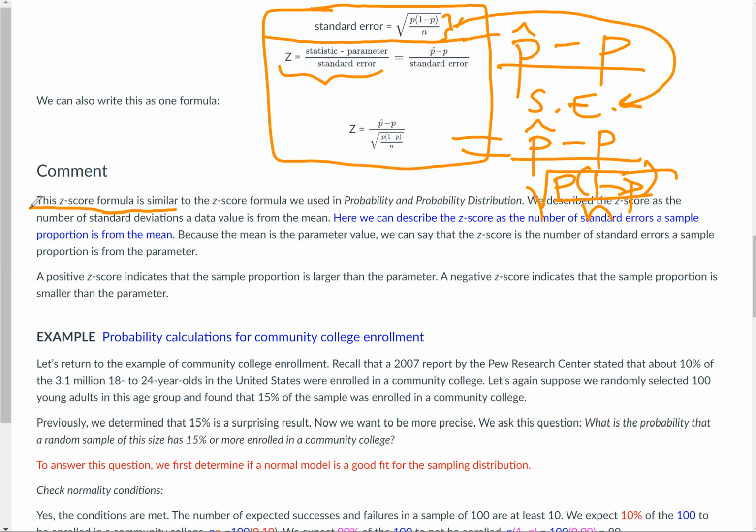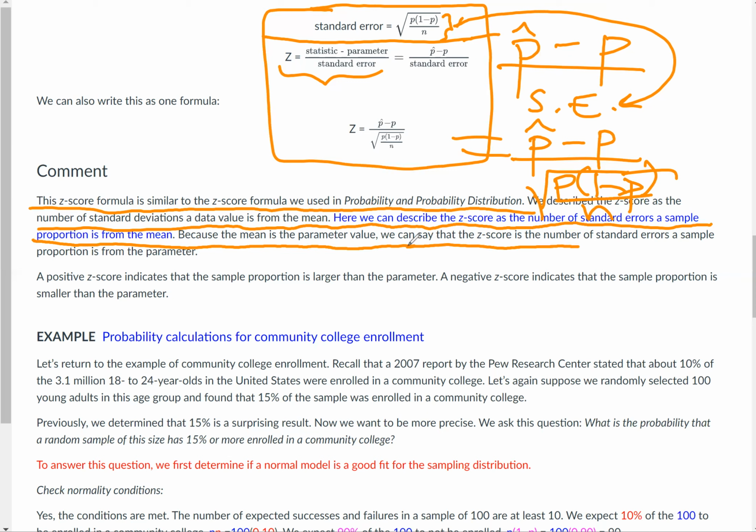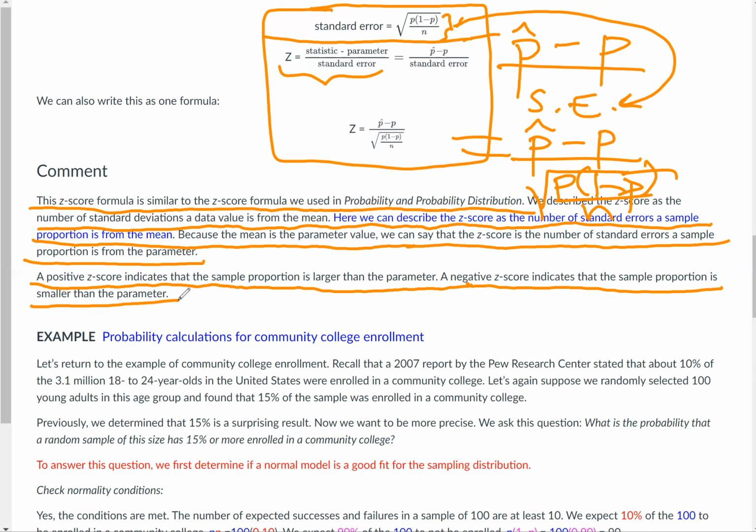This z-score formula is similar to the z-score formula we used in probability and probability distribution. We describe the z-scores as the number of standard deviations a data value is from the mean. Here we can describe the z-score as the number of standard errors a sample proportion is from the mean. Because the mean is a parameter value, we can say that the z-score is the number of standard errors a sample proportion is from the parameter. A positive z-score indicates that the sample proportion is larger than the parameter. A negative z-score indicates that the sample proportion is smaller than the parameter.